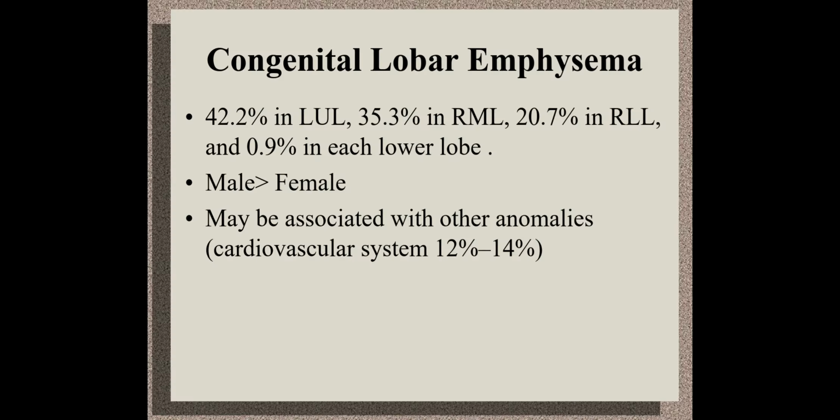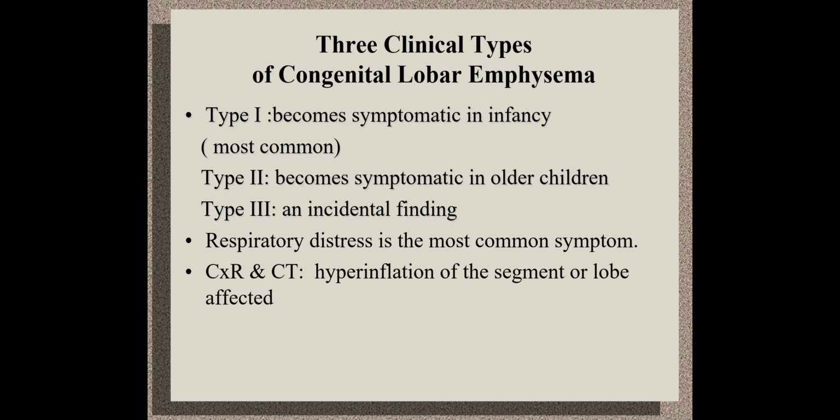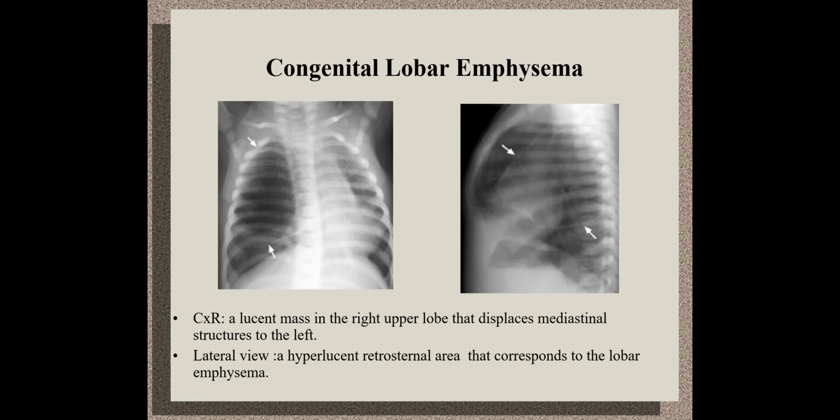Another patient with congenital lobar emphysema. Males are affected more than females, and it may be associated with other anomalies. Type 1 becomes symptomatic in infancy and is the most common. Type 2 becomes symptomatic in older children. Type 3 is an incidental finding. Respiratory distress is the most common symptom. Chest X-ray and CT show hyperinflation of the segment or lobe affected. Congenital lobar emphysema, other photos.